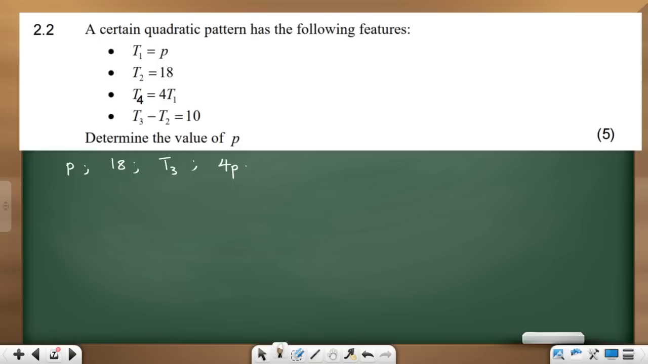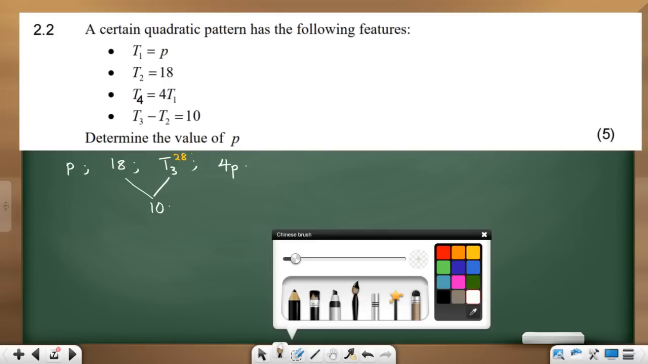T3 minus T2 is 10. Oh, so the difference here is 10. Beautiful. Automatically, I'm already seeing my T3 as 28. Okay, we are looking for the value of P. Okay, let's try to play around there. Already I see my T3 as what? 28. Interesting.